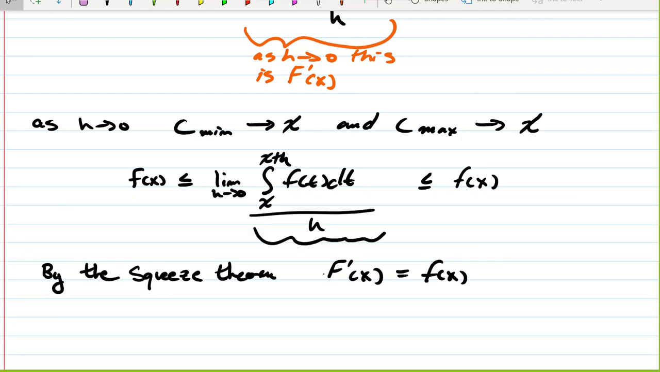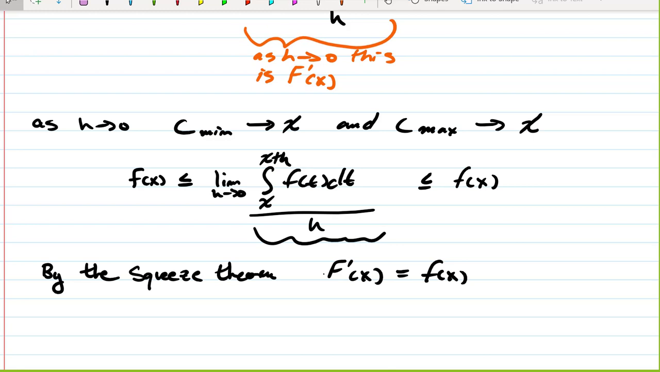So first thing, I think it's good for us to see this proof. I will never ask you to do the proof in a million years, but I will ask you to apply the fundamental theorem of calculus to different problems.